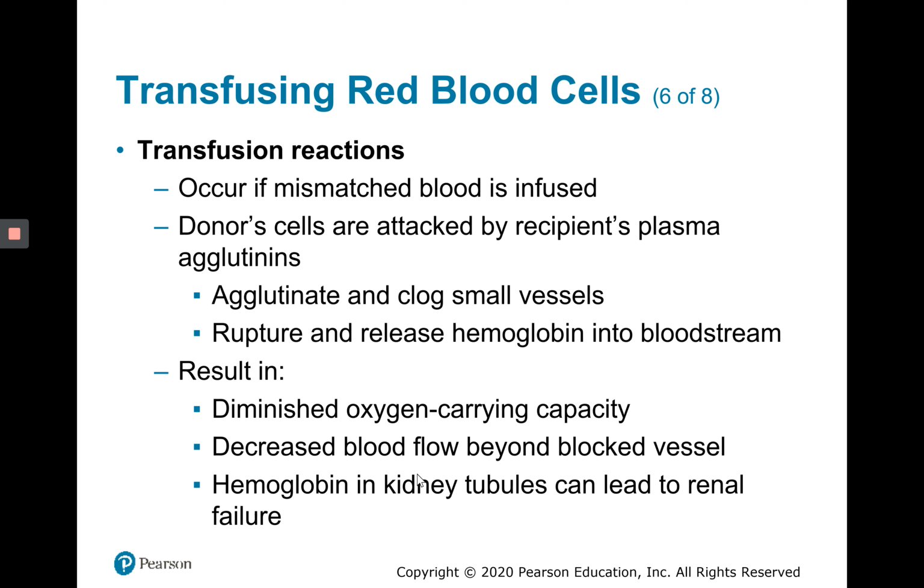We call the antibodies sometimes agglutinins. And they agglutinate, or clump, and clog small blood vessels. That can be dangerous, but they also cause the rupture and release of hemoglobin into the bloodstream, which is the most dangerous. Not only are we diminishing oxygen carrying capacity by rupturing red blood cells, we're decreasing blood flow because we're blocking or causing that clumping. And that would go beyond blocking blood vessels. Hemoglobin doesn't filter well out of kidney tubules and can lead to renal failure and death.